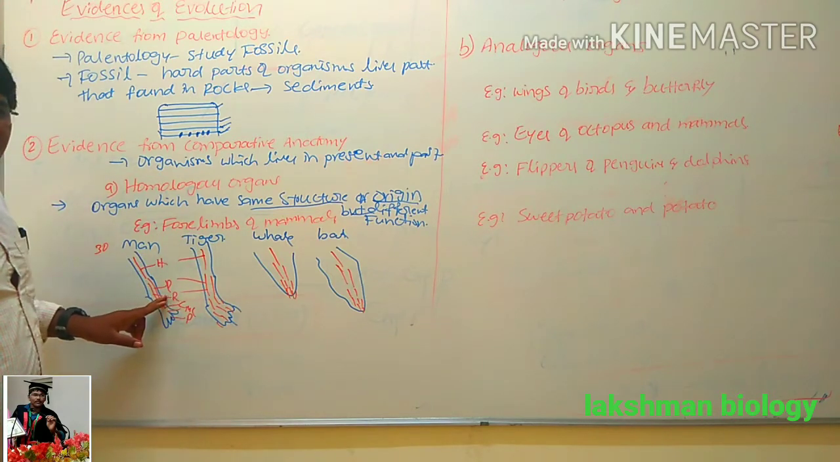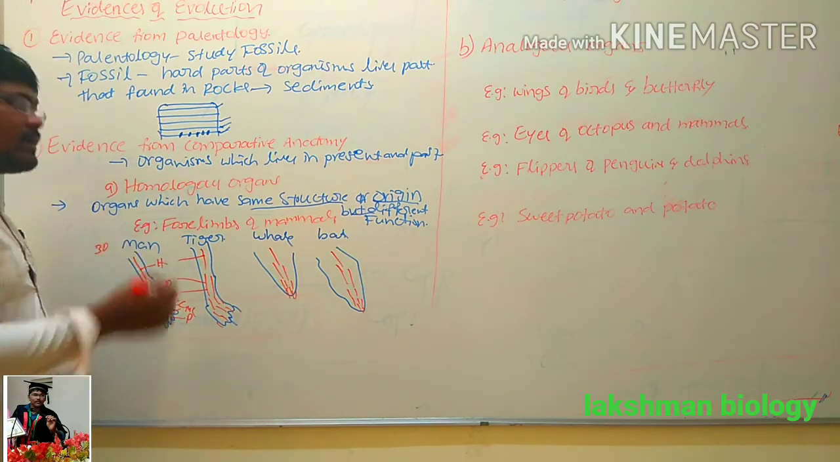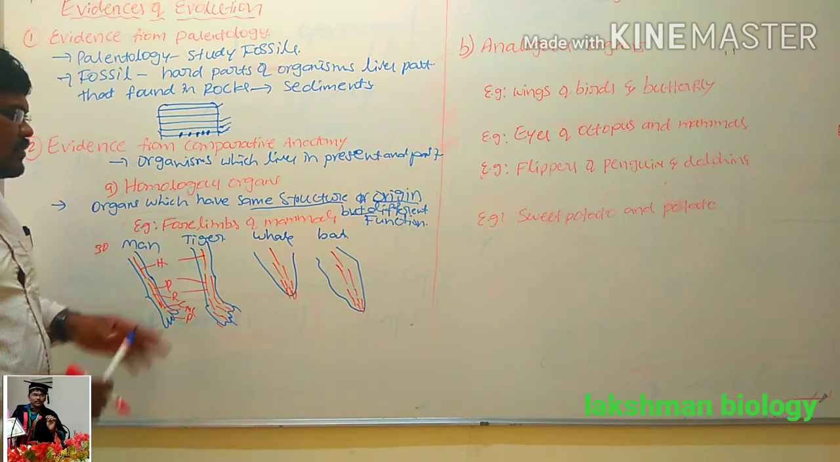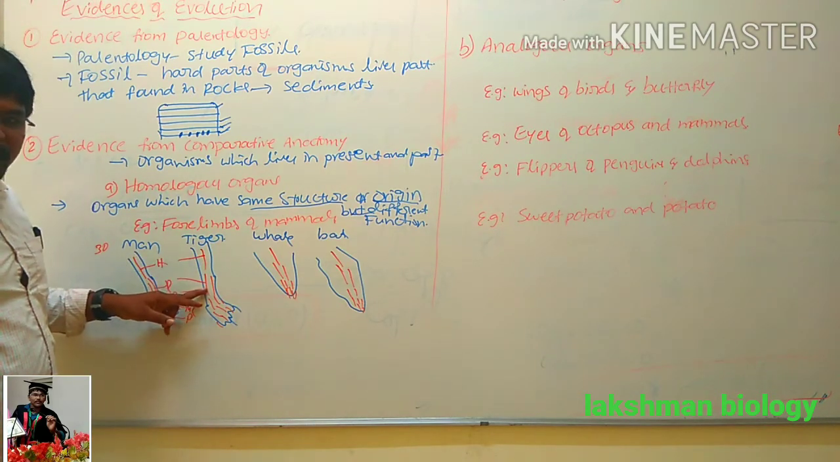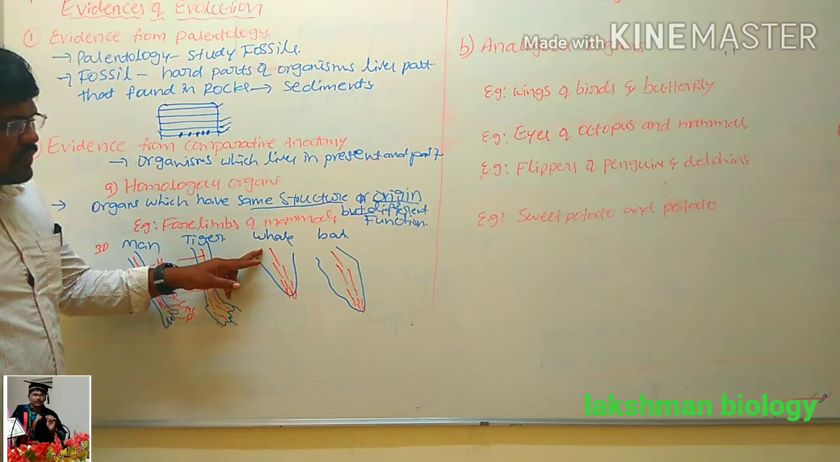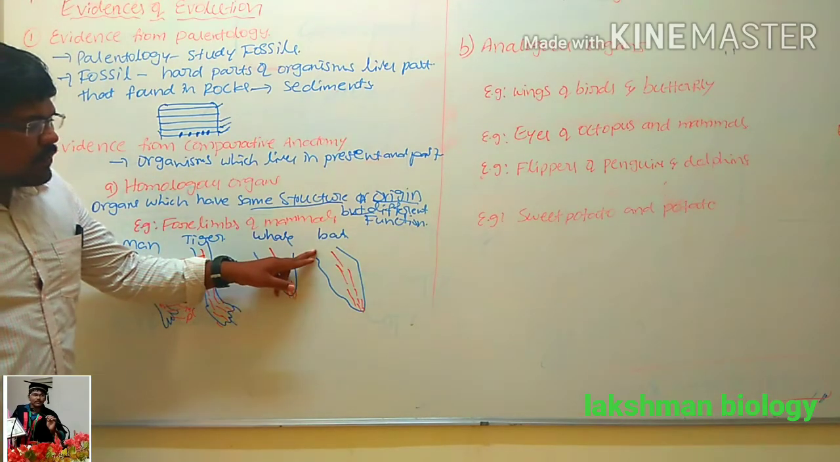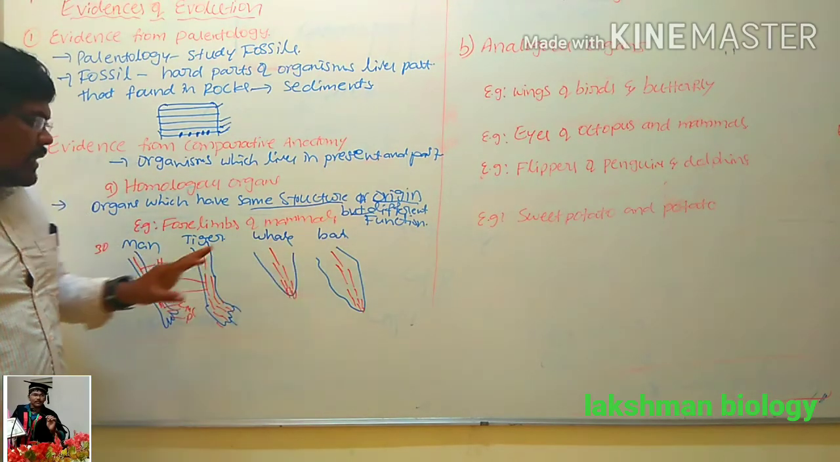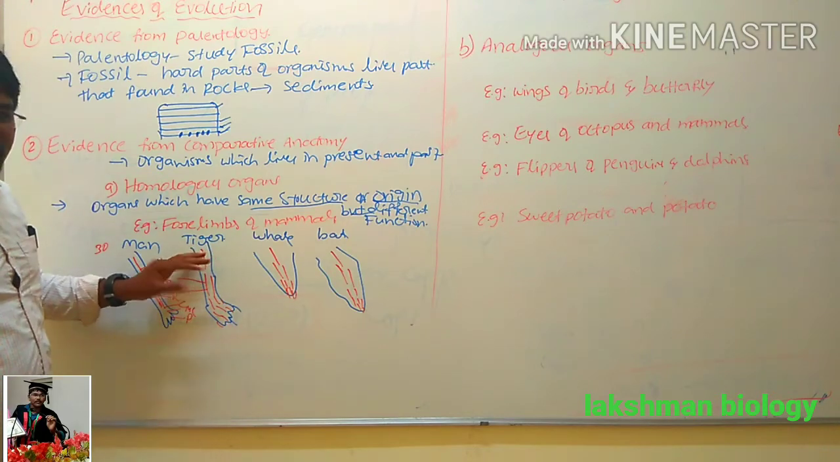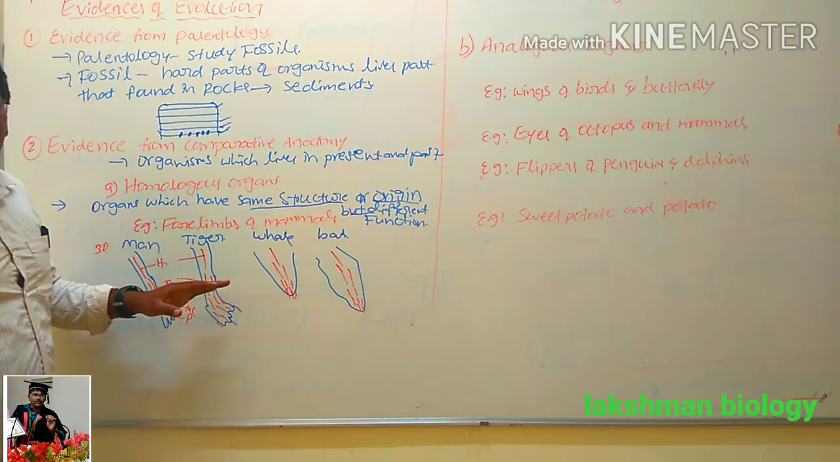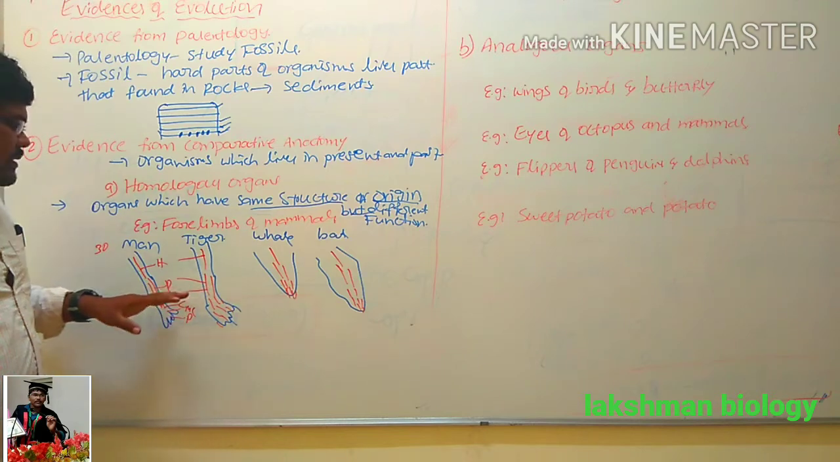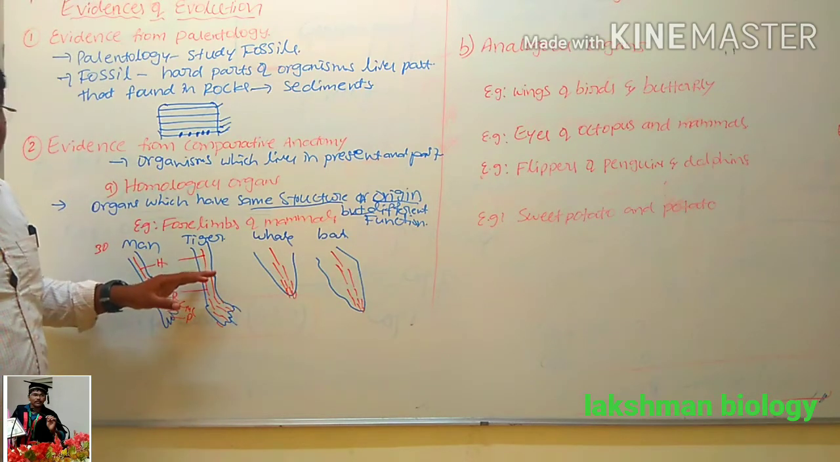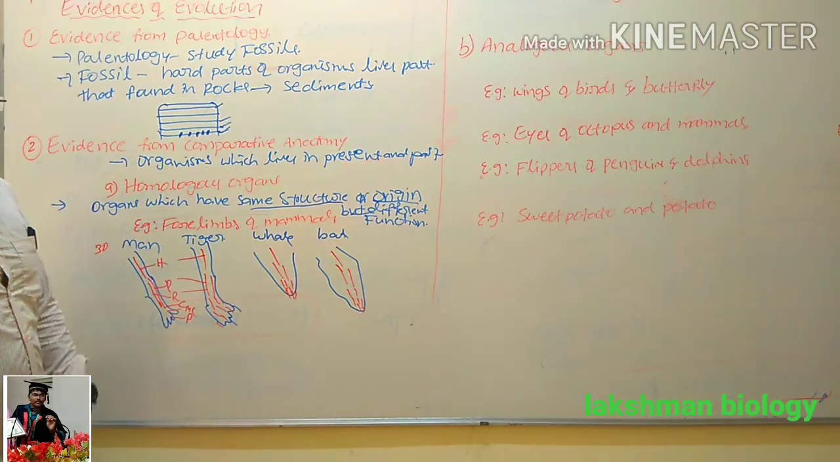The forelimb of man is used for a different function, like writing. Next, the forelimb of tiger is used for hunting. Forelimb of whale is used for swimming. Forelimb of bat is used for flying. Here, all these forelimbs of mammals contain the same structure, but they show different functions. Hence, the forelimbs of mammals are the best example for homologous organs.